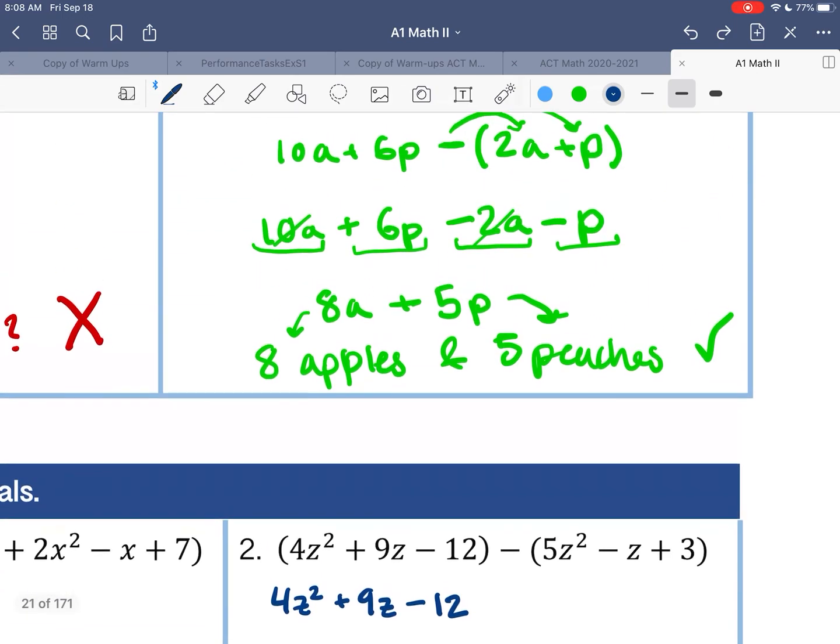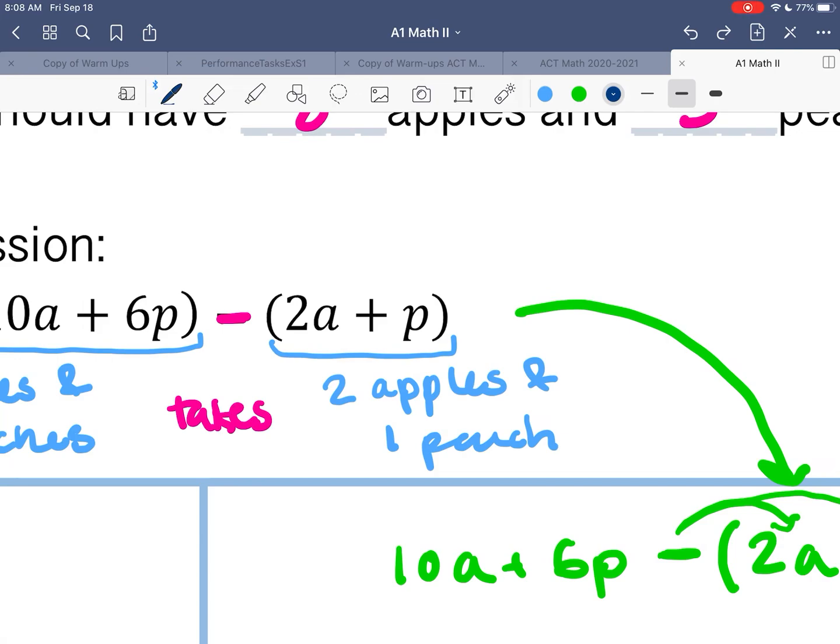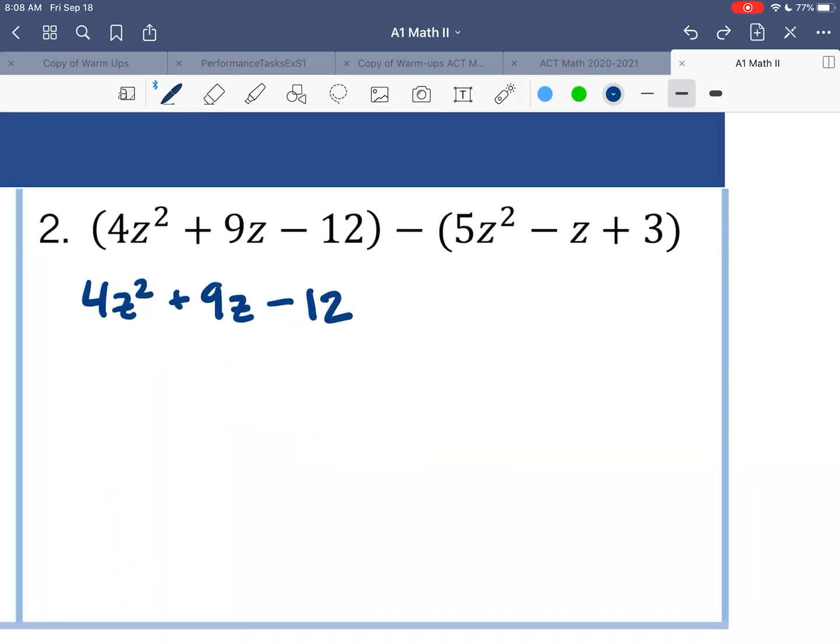So just like up here, we take 2 apples and a peach. We're taking away 5z squared and negative z and 3. It doesn't need to be distributed backwards. That doesn't read like English. So we're going to distribute this negative into each term. We have 3 terms in there, into each term of this polynomial.